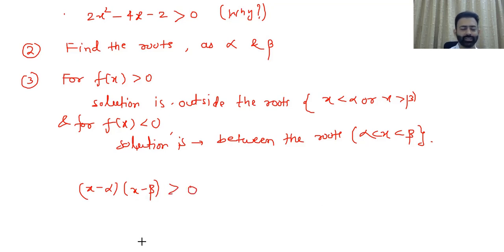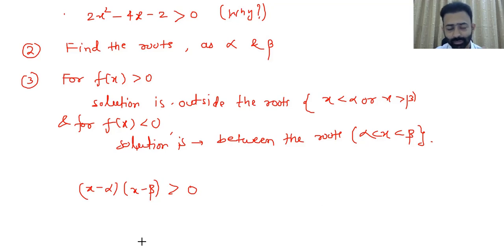So now there are two cases that arise, since it is a multiplication of two numbers. Multiplication of two numbers will be positive, it is saying. So for what values of x is this multiplication positive? There are two cases: either both the numbers will be positive or both the numbers will be negative, and we take the intersection of those points.